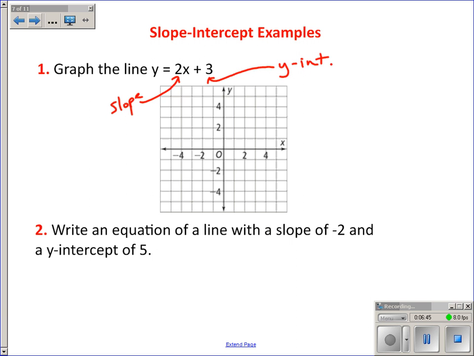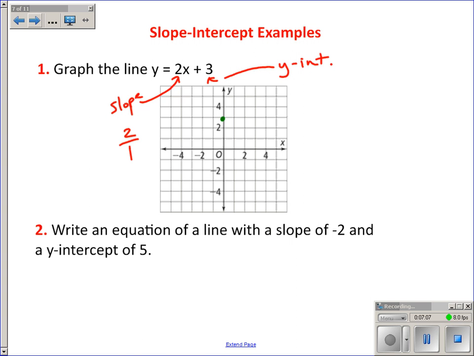Okay, so when we graph this, I will begin with the y-intercept. So it crosses the y-axis, which is this axis right here, at 3. At 3. Okay, now the slope is 2. Now, if you want to think of that as a fraction, it's 2 over 1, which will help us see the rise and the run.